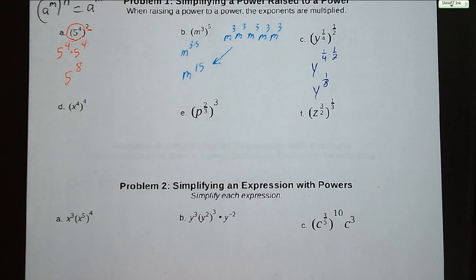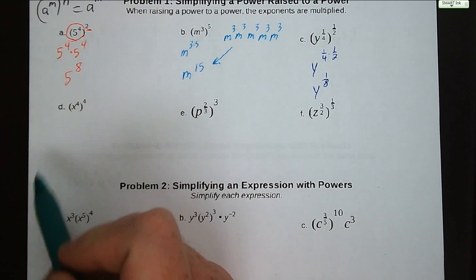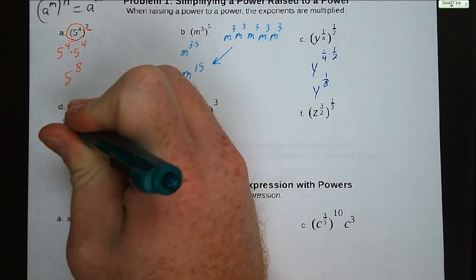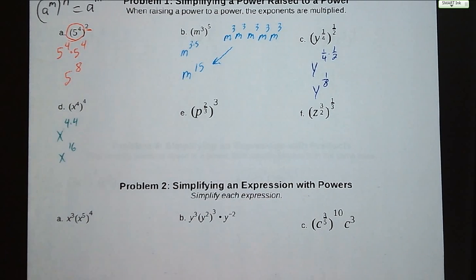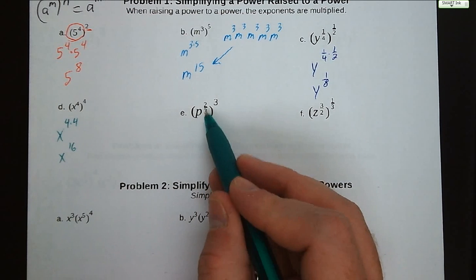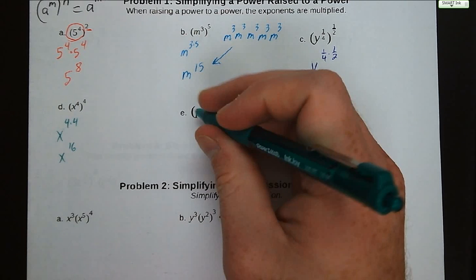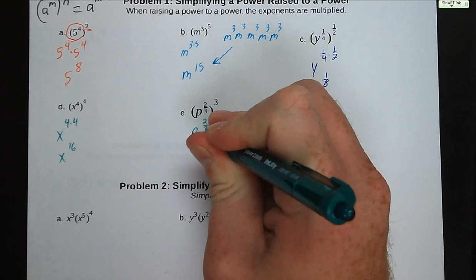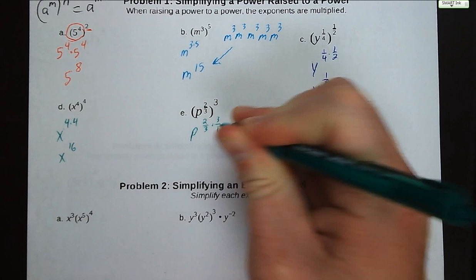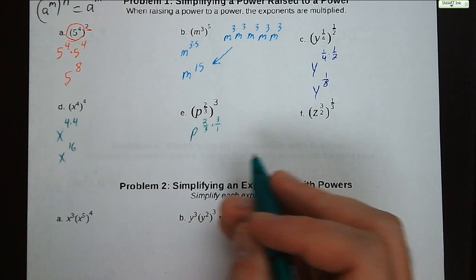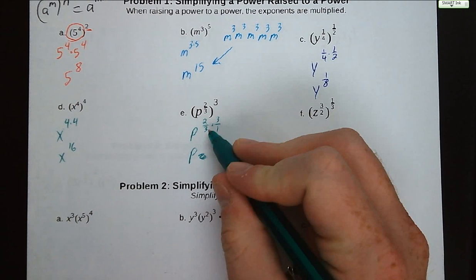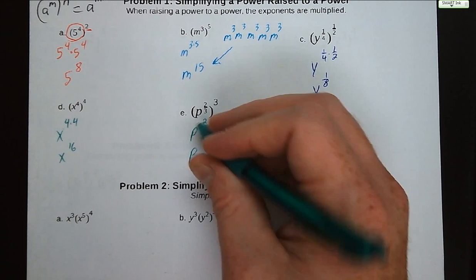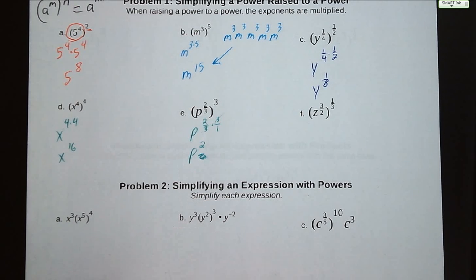So letter D, we have x to the 4th being raised to the 4th power. So we have x to the 4 times 4, which is x to the 16th. Letter E, we have p to the 2/3 being raised to the 3. So we have p to the 2/3 multiplied by 3 over 1. 3 is just 3 over 1. And we get p to the, our 3's cancel out, we're left with 2. So it's p to the 2nd power.